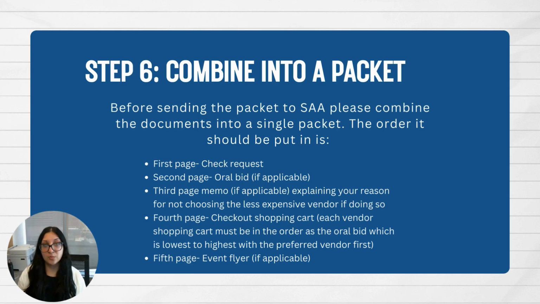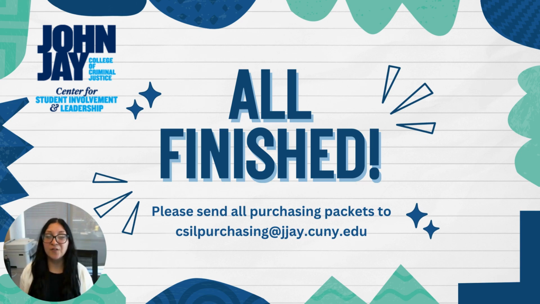Your fourth page should be your checkout shopping cart. Each vendor shopping cart must be in the order in which the oral bid is in, from the lowest price vendor to the highest price vendor. And the fifth page is the event flyer if this is for a specific event. After following these steps, you should now have a completed packet.